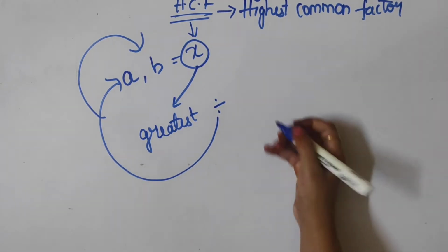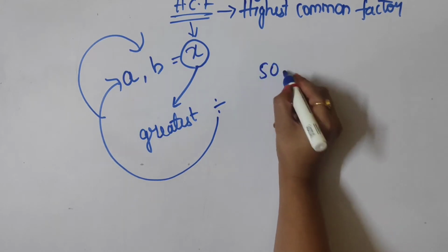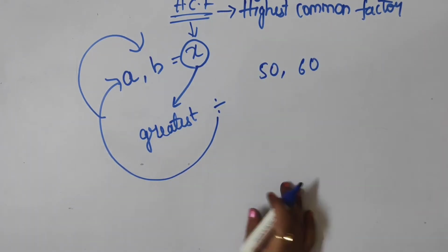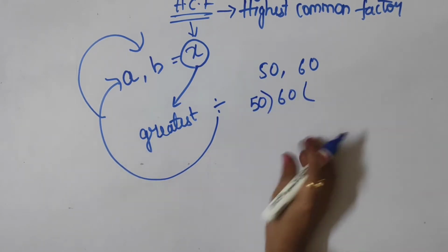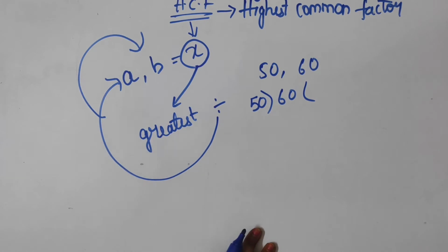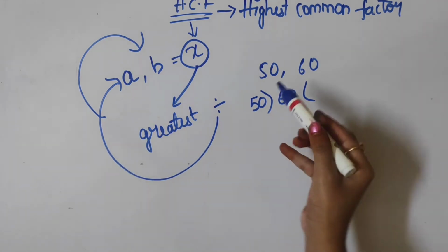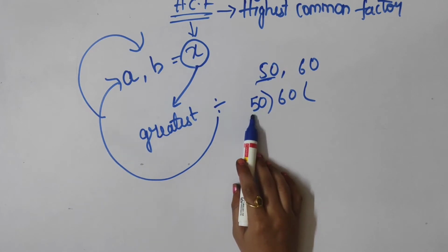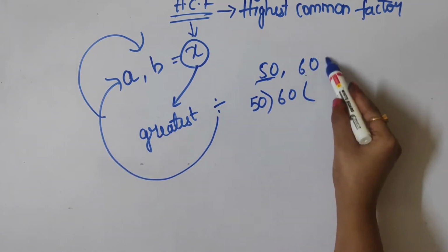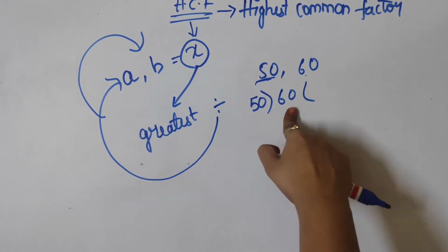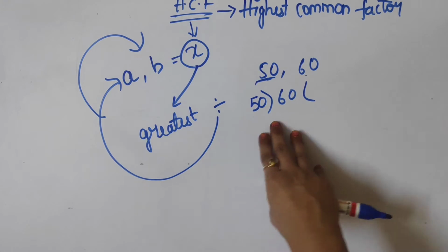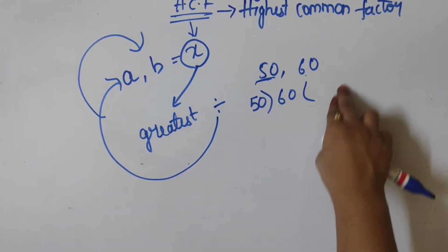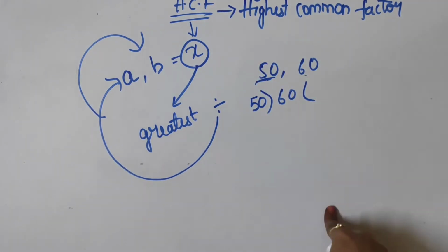I'm going to take 50 and 60. While doing HCF, there are two rules which we need to follow. The first rule is that the smallest number should always be taken as the divisor, and the largest number should be taken as the dividend. The second rule is that we need to continue this method till we get 0 as our remainder.